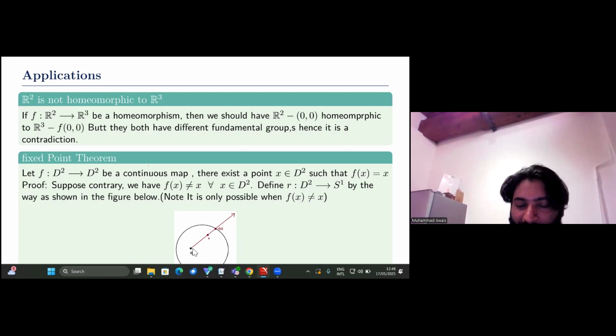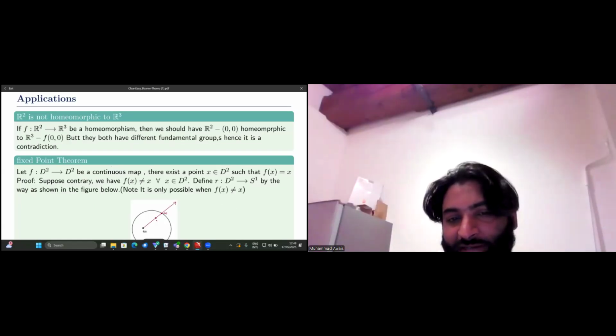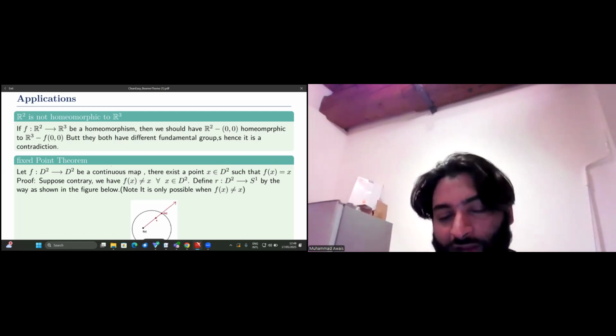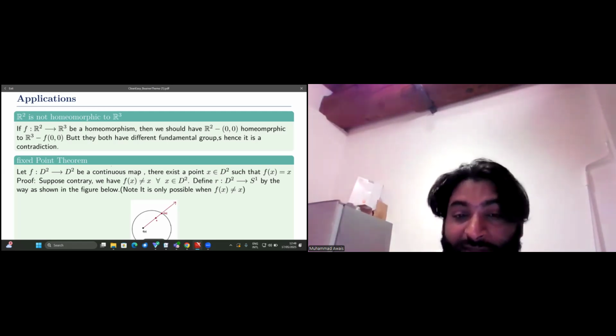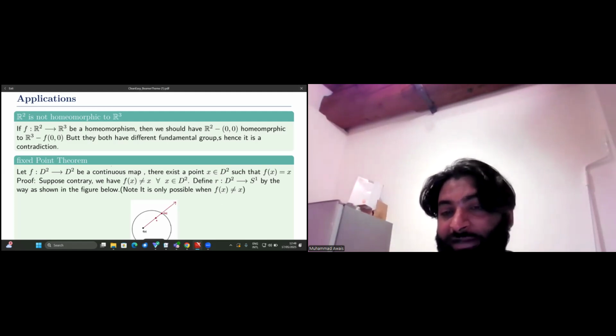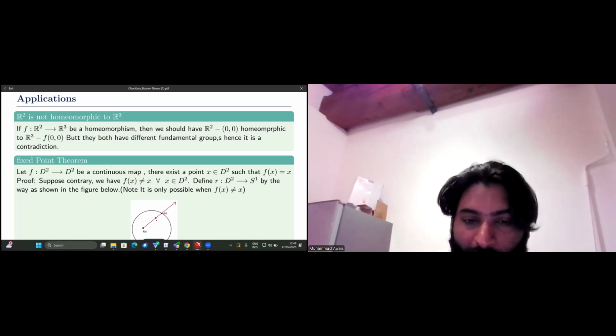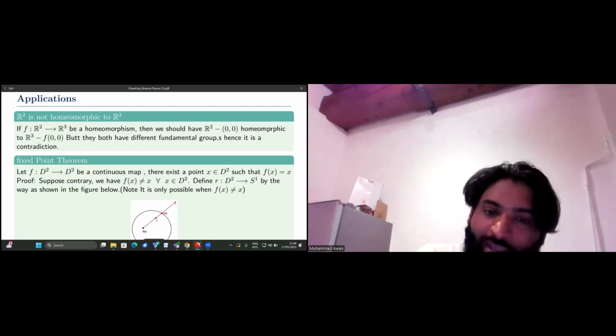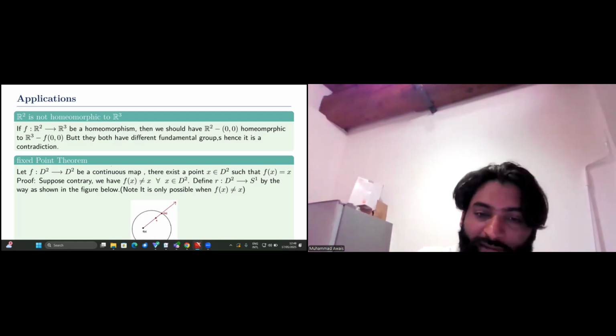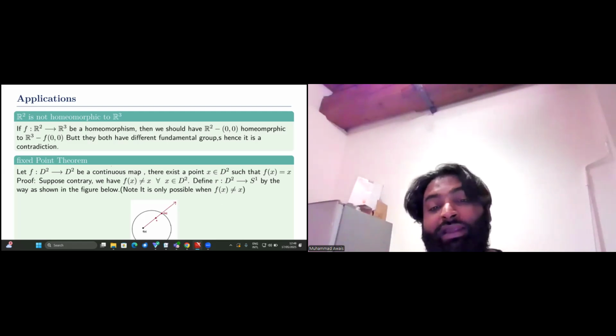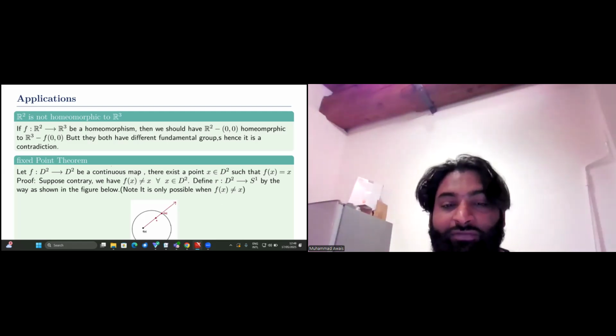So now we can make a ray from f of x through x, and the point where it intersects the boundary, we will say this is the image of R. This map is well defined due to the fact that f of x is not equal to x. If you assume f of x is equal to x, let's say this is your point x, and f of x is also lying on that point, then there are infinitely many possible rays. So it's not a well-defined map in this way.